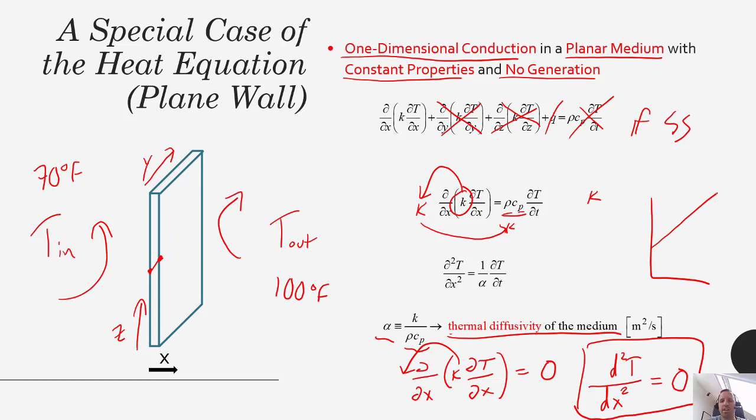So breaking down the heat equation is where we get this result that temperature changes linearly as a function of x when you're only considering one dimension, i.e. a planar medium, with constant thermal conductivity, no generation, and at steady state. We'll cover that later, especially in chapter 3, where we'll be solving problems using this. Stay tuned for the next video, where I will do an example problem to figure out the temperature profile in a plane wall.